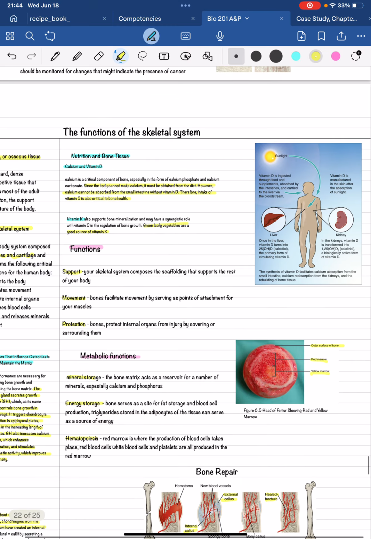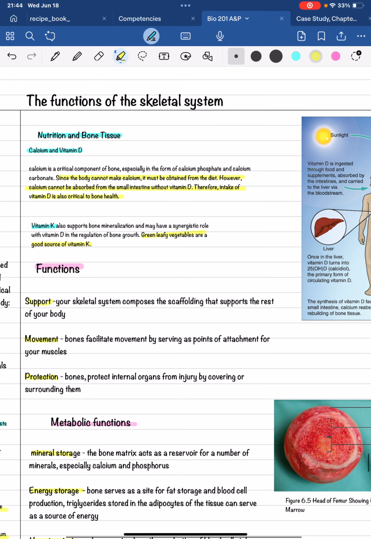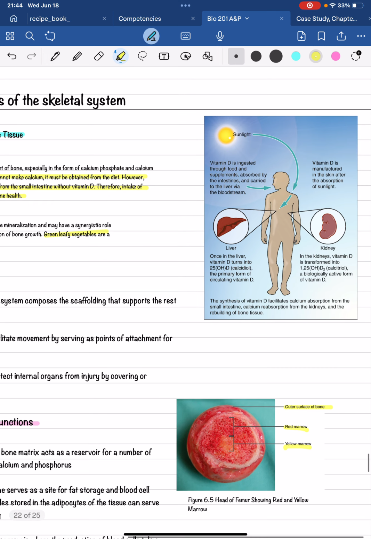Important for all of the bone tissue is nutrition: calcium and vitamin D. Calcium is a critical component of bone, especially in the form of calcium phosphate and calcium carbonate. The body cannot make calcium, so it must be obtained from your diet. However, calcium cannot be absorbed from the small intestine without vitamin D. Therefore, intake of vitamin D is also critical to bone health. And vitamin D is ingested through either food, supplements, or manufactured in the skin after absorption of sunlight.